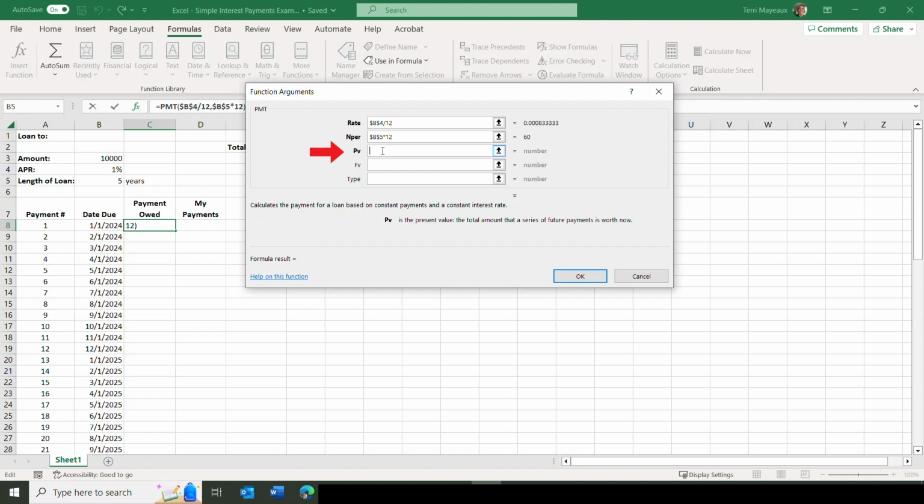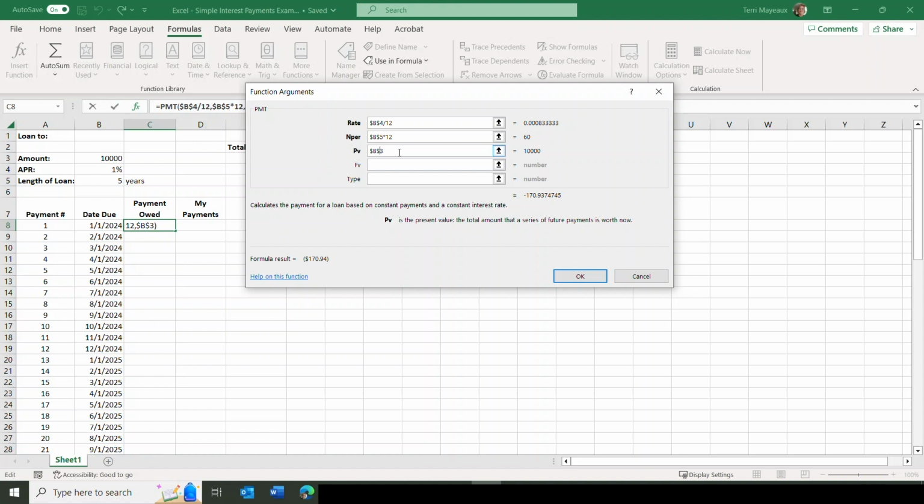Now, PV is always kind of interesting. It's the present value, the total amount that a series of future payments is worth now. Well, basically, what PV really means is, what's the amount of the loan? What was the amount that you wanted to take out before they added in all the fees and interest and all that? Well, I could type in 10,000 or I could reference that cell, B3. As I copy my formula, I don't want the reference to B3 to change, so I need to be sure that I have dollar signs in front of the B and the 3.